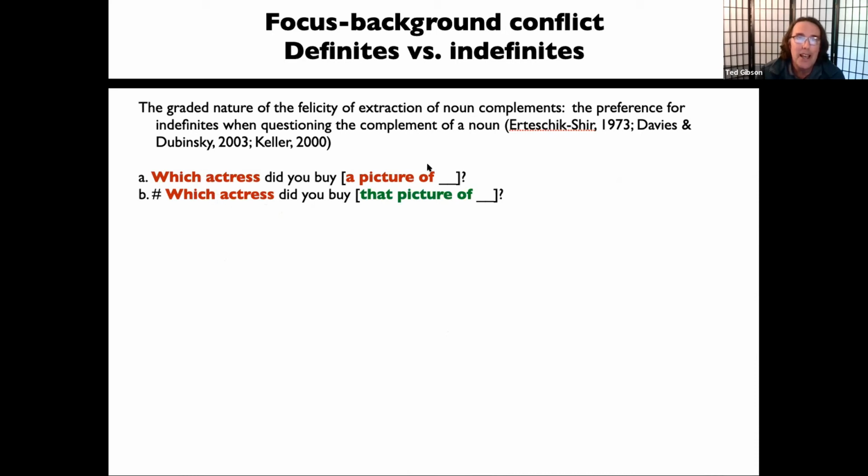These are focus things, and that's fine when this is still a focus position, which they are. But as soon as you make this a definite, you're turning it into a backgrounded thing. That's something we should know about. That's conflicting now. I can't really do that. It's worse. It should be worse.